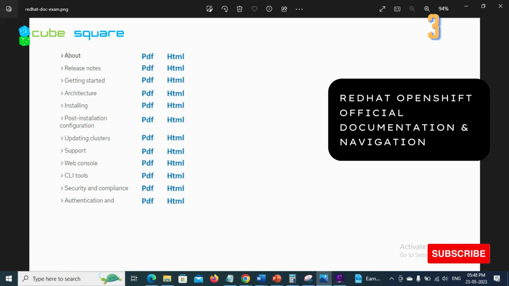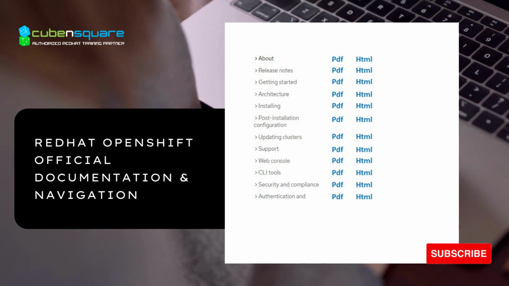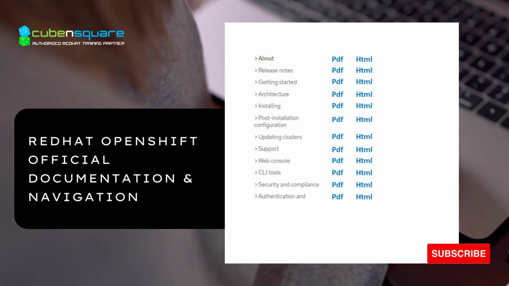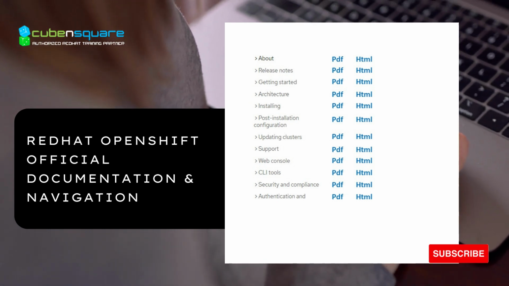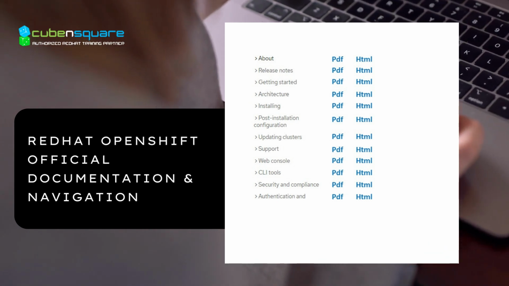Each and every table of content entry can be opened either in PDF or HTML. So you'll have to click on that, and then again you won't find the search button. Instead, you can go for Ctrl+F. You put in the keyword, then you can search for it.